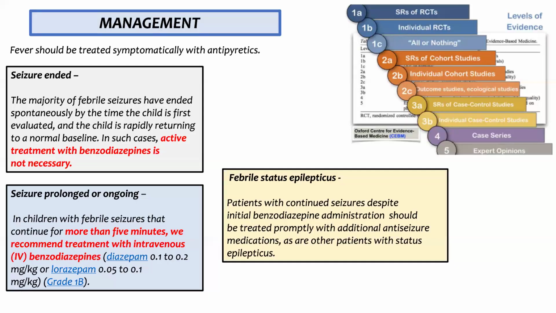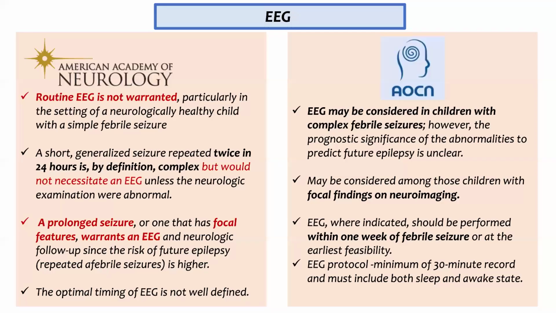So this is about EEG and neuroimaging and LP. I hope I'm clear. LP: in less than 1 year, always do an LP to rule out CNS infection.